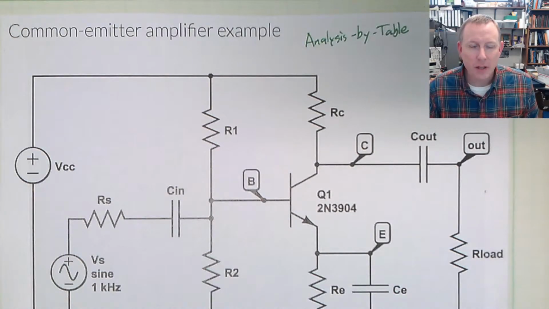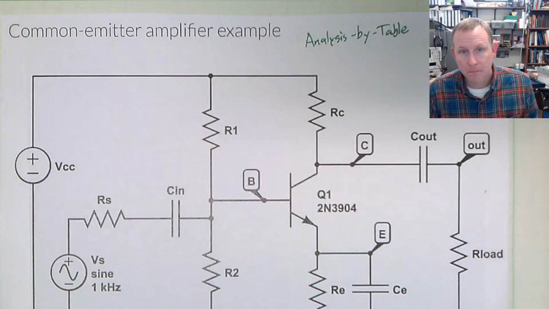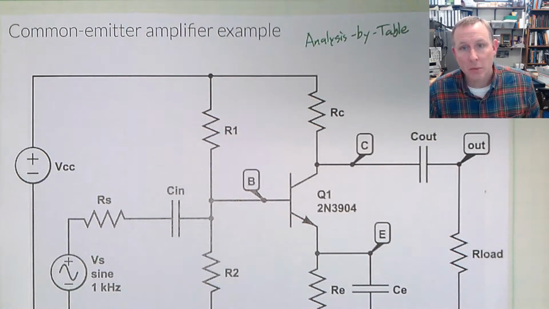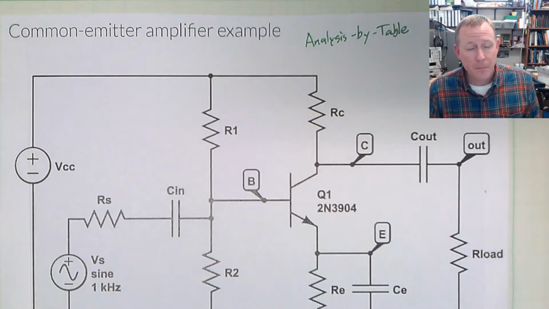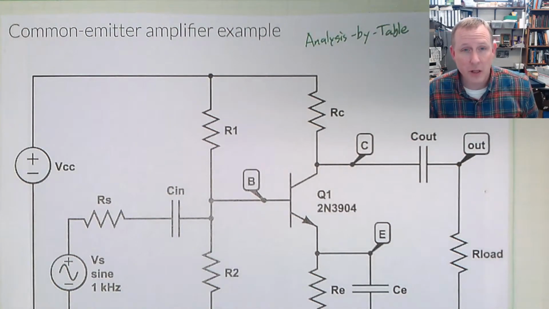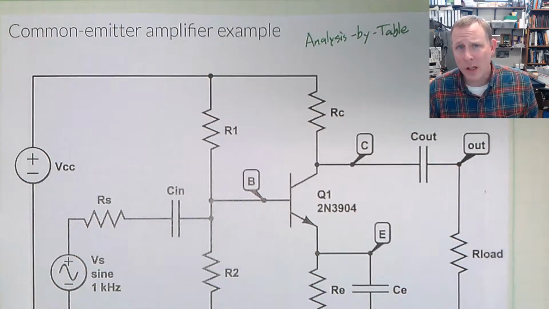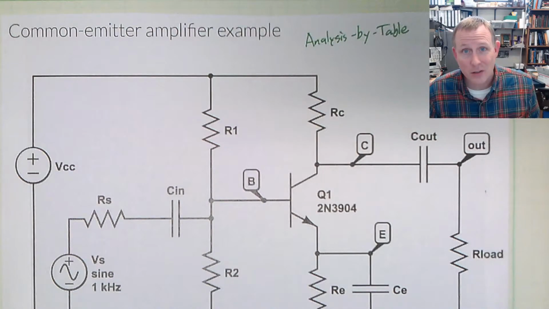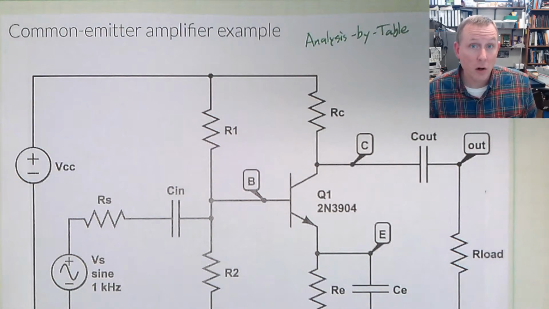Hi, I want to analyze this common emitter amplifier again using the technique that I call analysis by table. Once you get good at doing the hand analysis from the last time, solving those circuits symbolically, and then getting a sense of what the numbers are, you'll be doing analysis by table because you see the patterns in how these amplifiers work. In fact, that's why we call a common emitter amplifier a common emitter amplifier, because it has certain properties all amplifiers of this structure have.